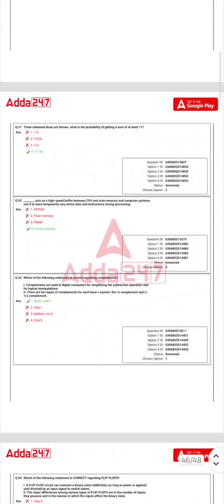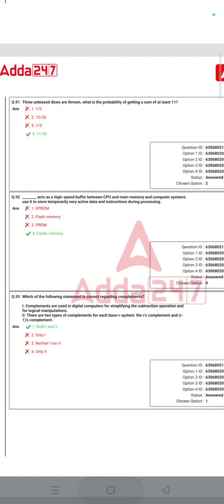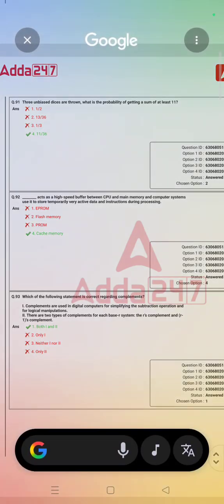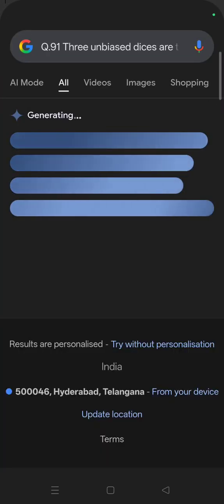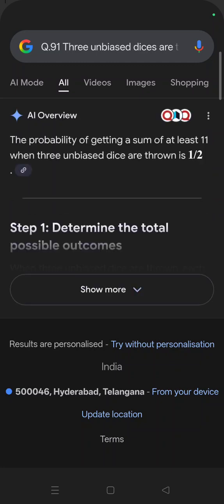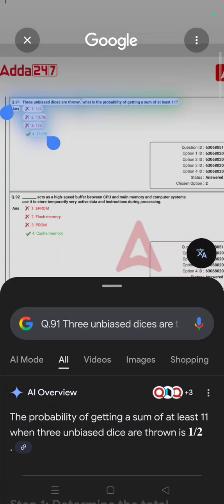Three unbiased dice are thrown. What is the probability of getting a sum of at least 11? It's 11 by 36. This is 1 by 2, 11 by 36.